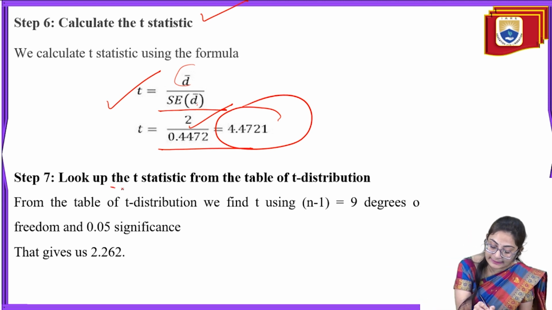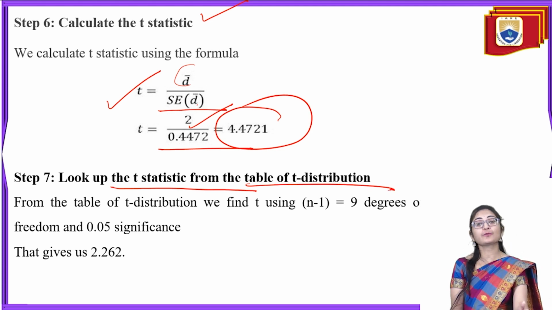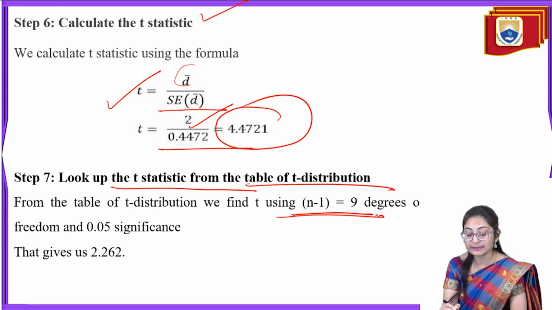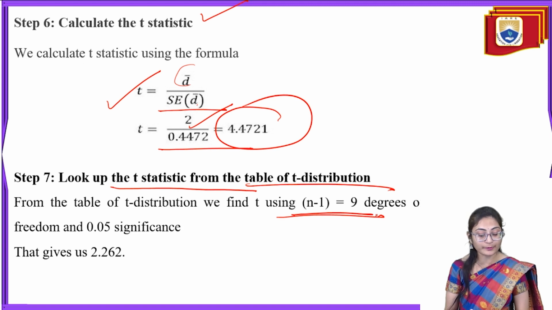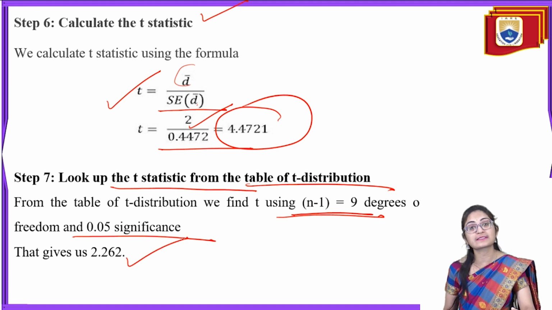Now look up the t statistic from the table of the t distribution. Here you have to check the statistical table again, and from the table of the t distribution we find the t value using n minus 1 equal to 9 degrees of freedom and 0.05 significance. That gives us 2.262.